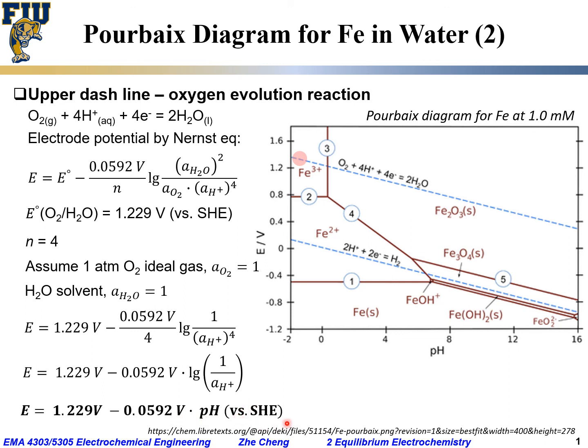Of course, this is also against the standard hydrogen electrode, or versus SHE. This tells us the potential for the oxygen evolution reaction with protons at different pH values, and it has the same negative slope as the hydrogen evolution reaction, as we mentioned before.